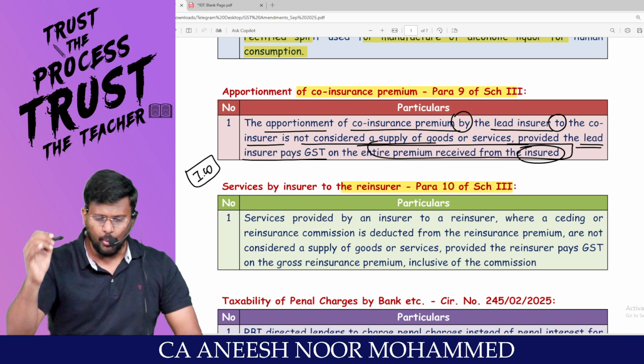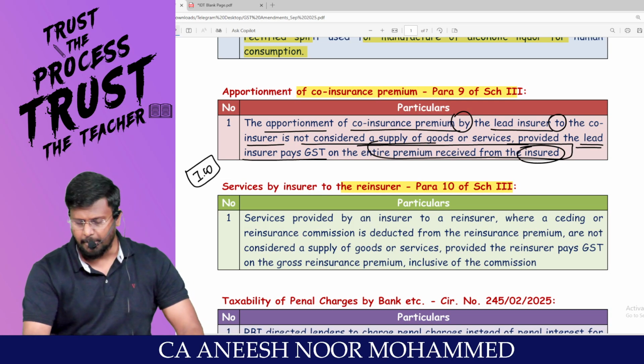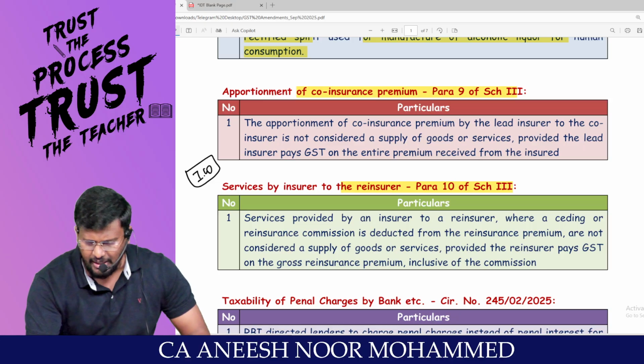I believe that you are able to appreciate or understand the second amendment, man. If you want, once again, we will read it and settle.